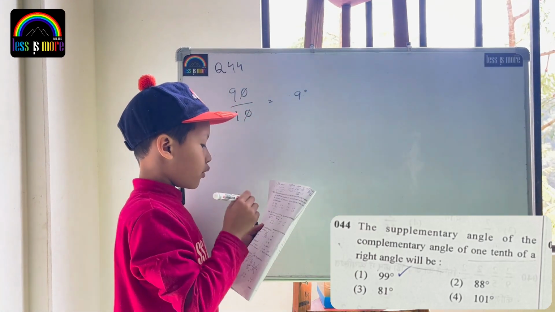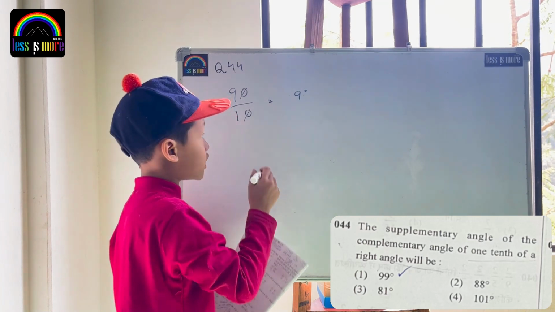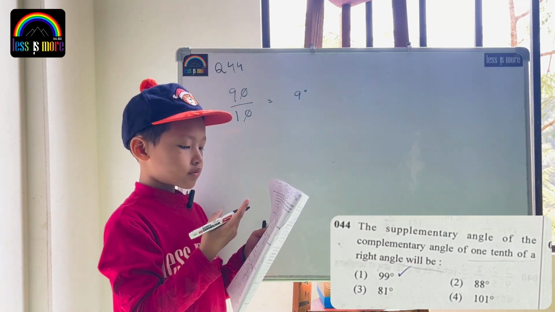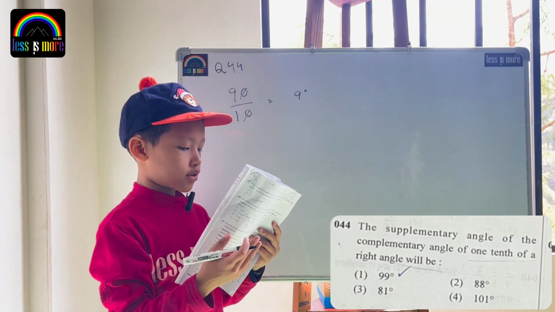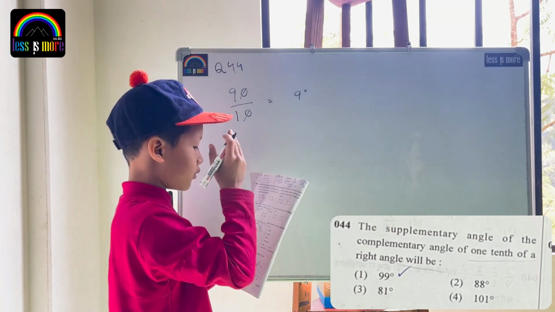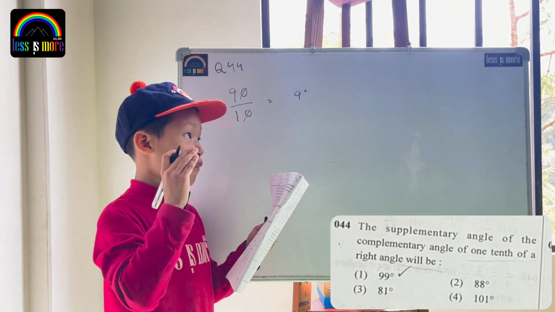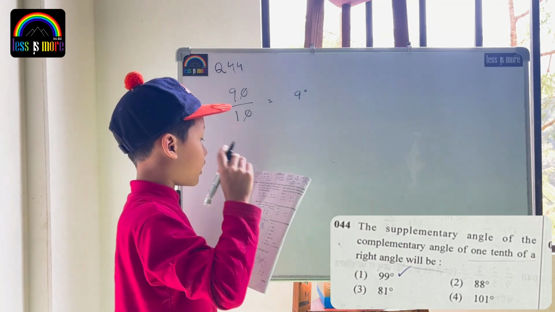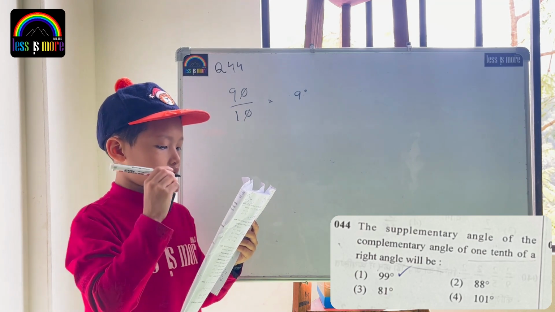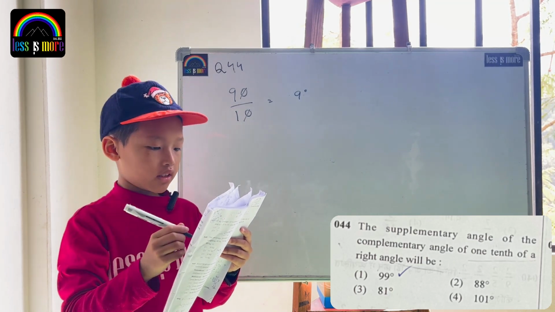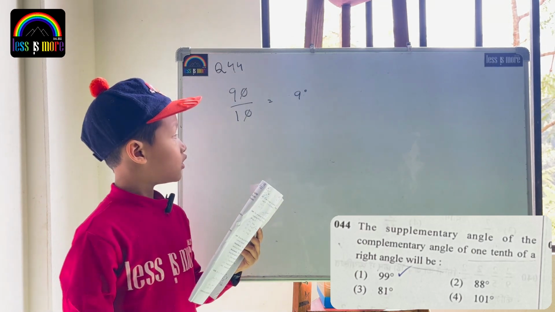To answer this question, we have to know supplementary and complementary angles. Complementary is 90 degrees. Any two angles that are added together and form 90 degrees are called complementary angles, or the partner of a number. When they add up, the answer will be 90 degrees. Then the other partner is called the complementary angle.